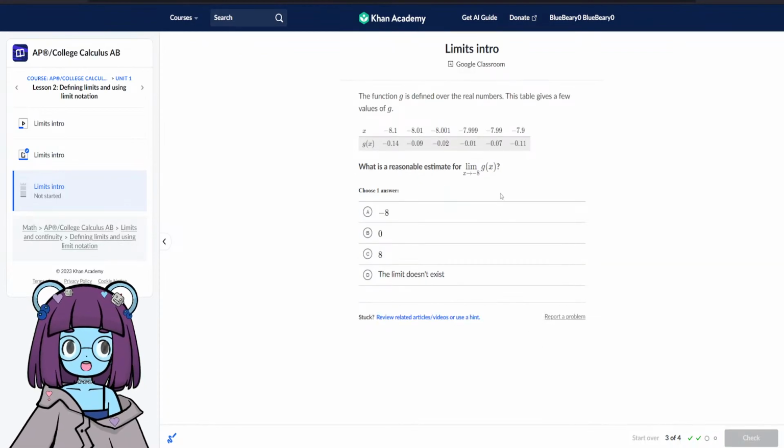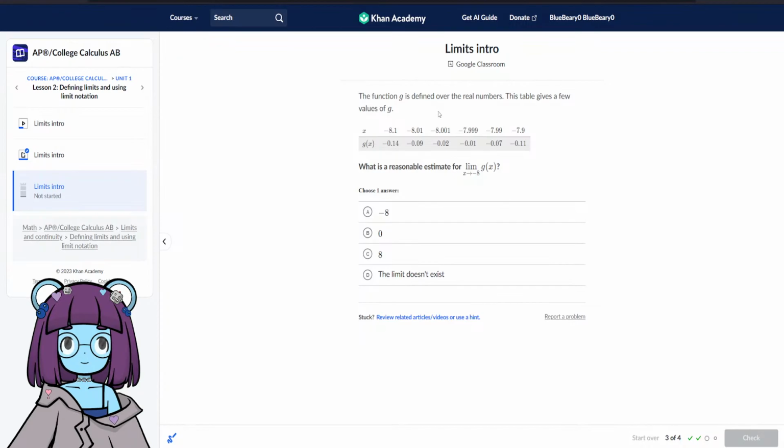Oh, okay. This is going to be harder for me because I like seeing the graph. But the function g is defined over the real numbers. This table gives a few values of g. What's a reasonable estimate for the limit of g of x as x approaches -8? So, -8 should be right here in the middle. So it increases.